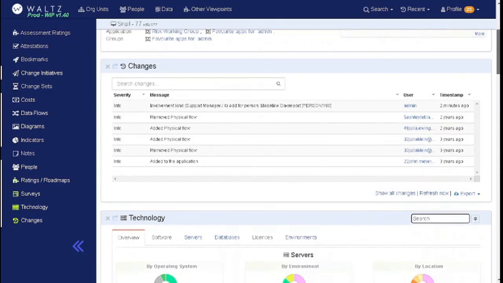This is a really useful piece. I mean, obviously this can give you all of the changes that have ever happened to the application over time. Really important, really useful. It just gives us that understanding of who made the change, especially if it was a physical change by a person in Waltz.